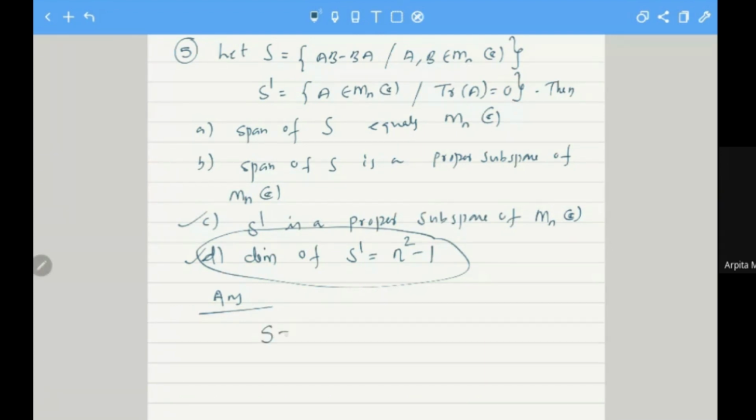You're assuming this fact that S is equal to S prime, right? Yes, sir. S is a subset of S prime. Not properly a subset. Okay. S is a subset of S prime.